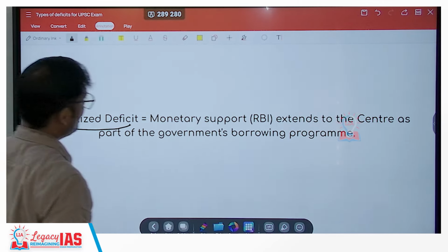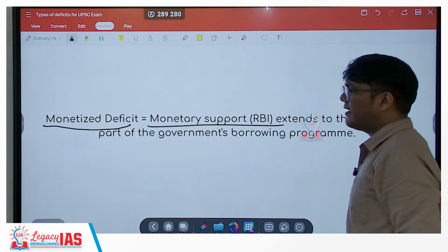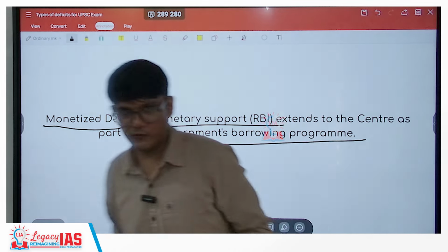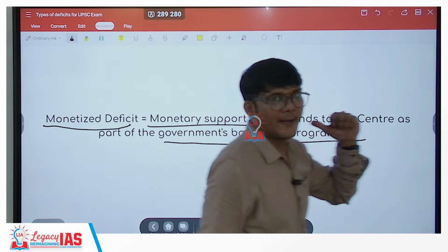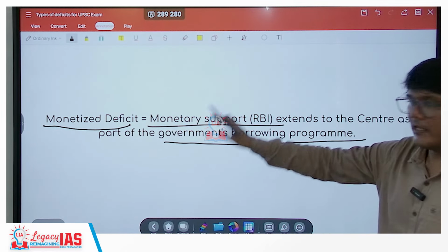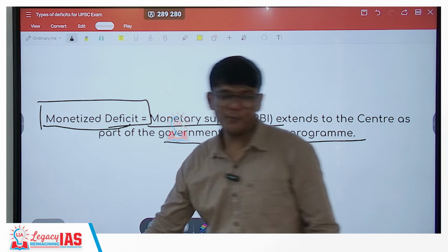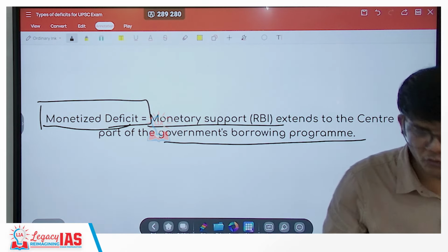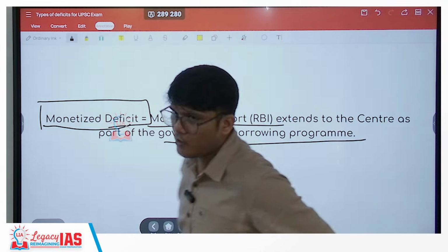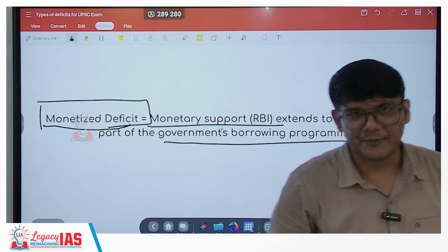So your monetized deficit is the monetary support the RBI extends to the central government as part of government's borrowing program. Government would borrow from various sources. One of the sources would be RBI. So the part that RBI provides is nothing but equal to the monetized deficit. I hope that's absolutely clear, guys. So these deficits are very important. Remember the nuances which I have told you. They are very important, especially for the upcoming UPSC prelims examination. Thank you.